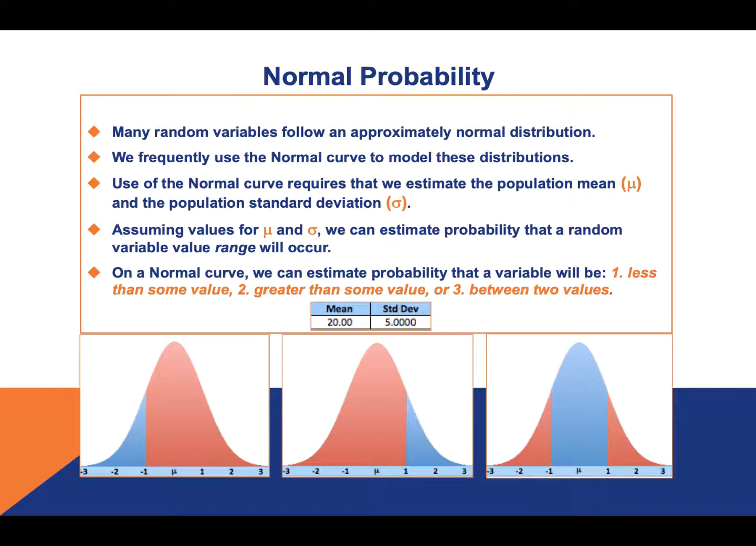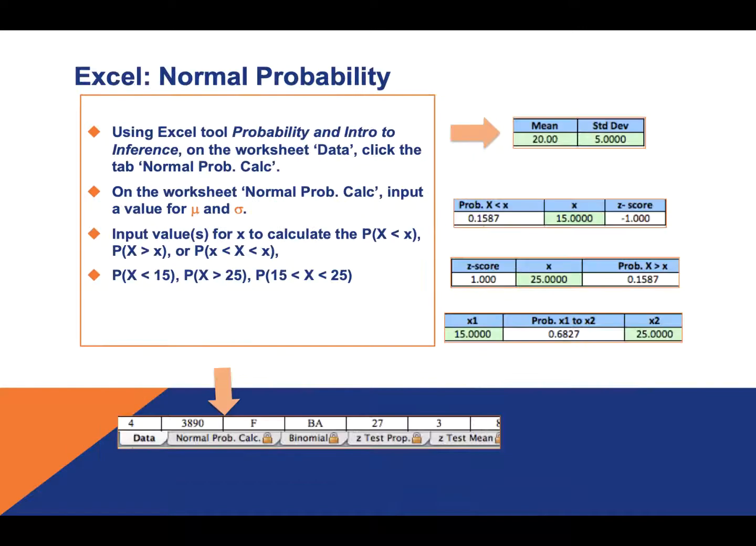Assuming values for mu and sigma, we can estimate the probability that a random variable value range will occur, though not a specific discrete value. So on a normal curve, we can estimate the probability that a variable will be 1) less than some value, 2) greater than some value, or 3) between two values.